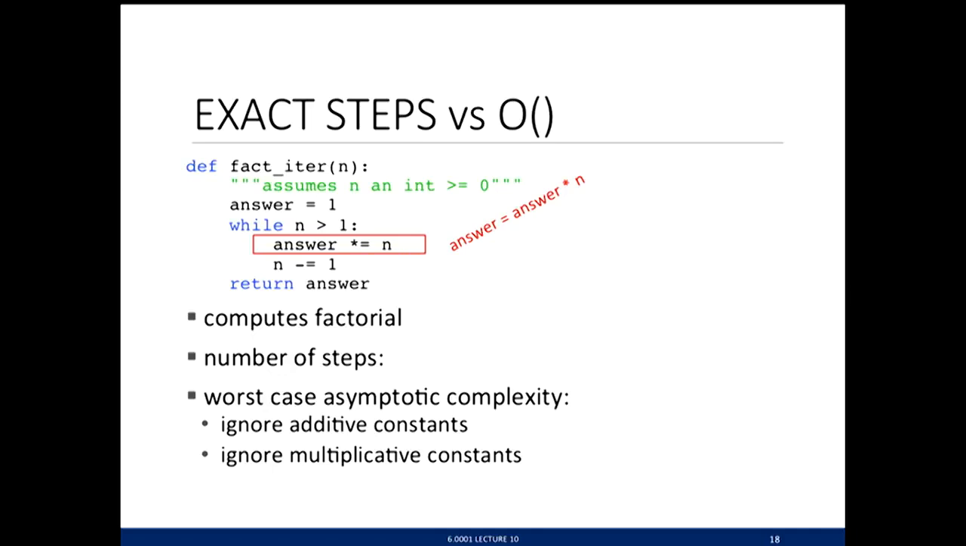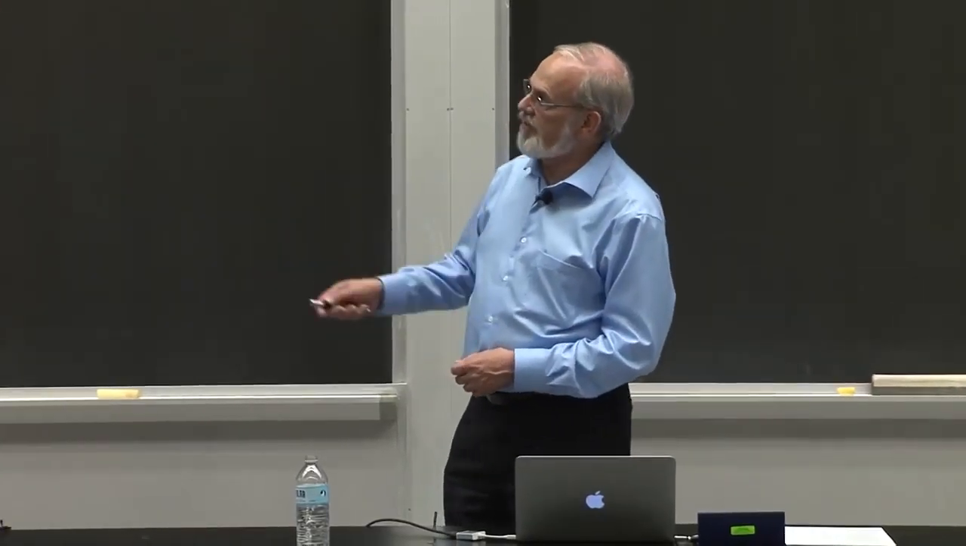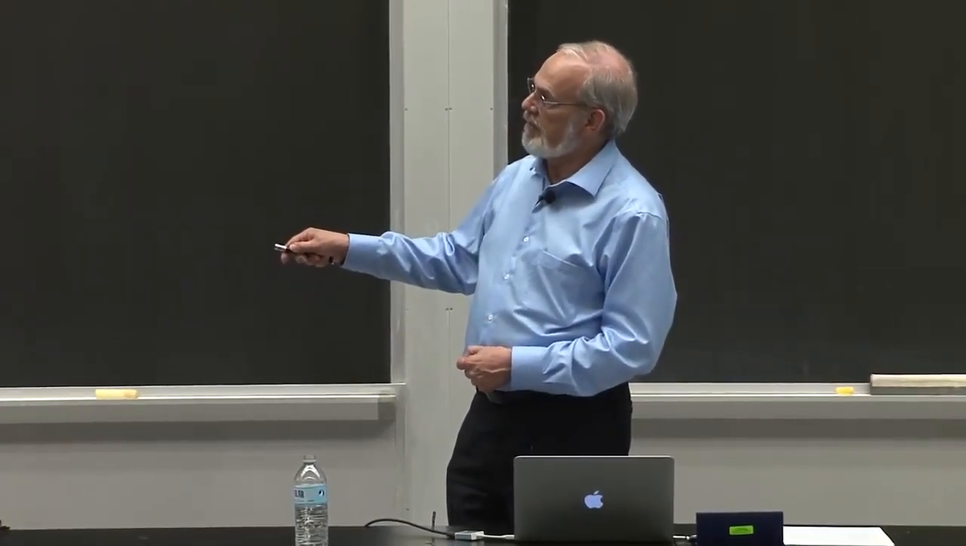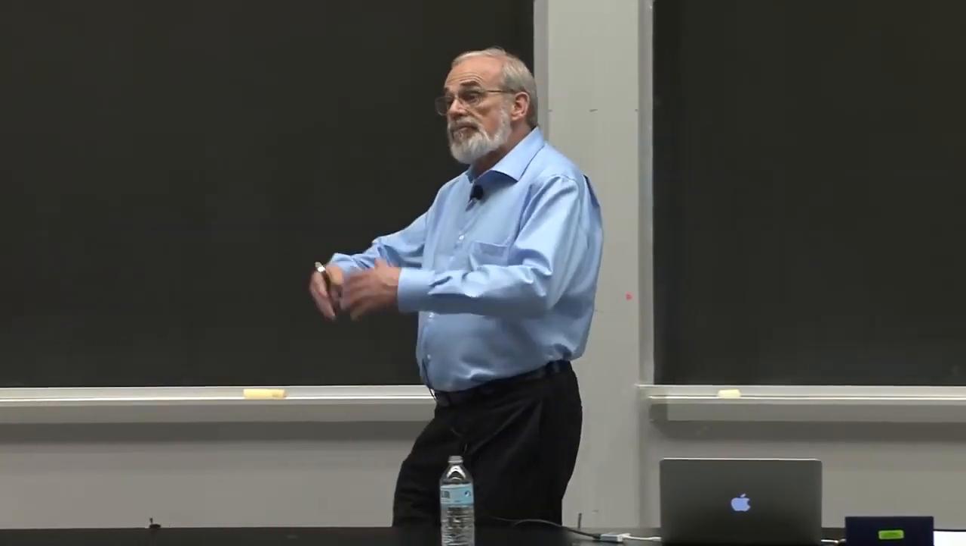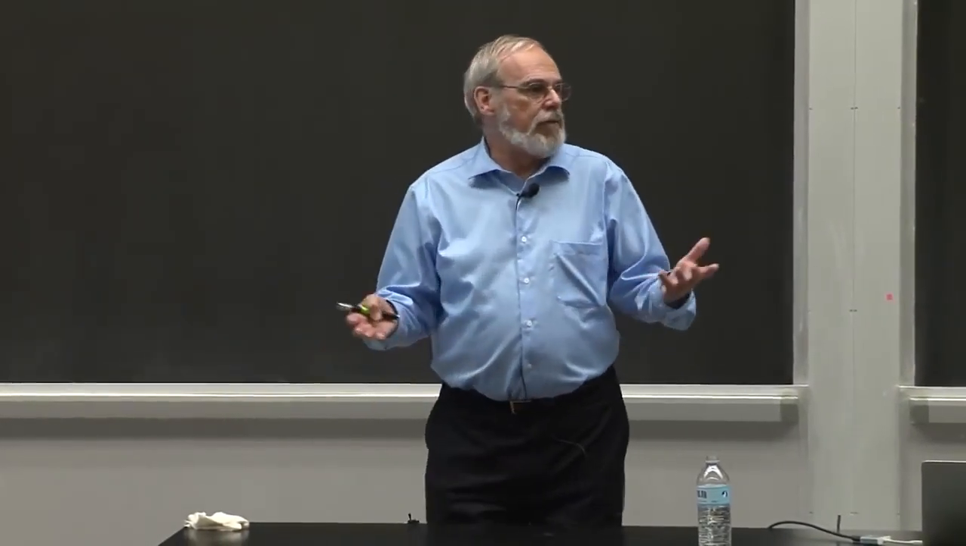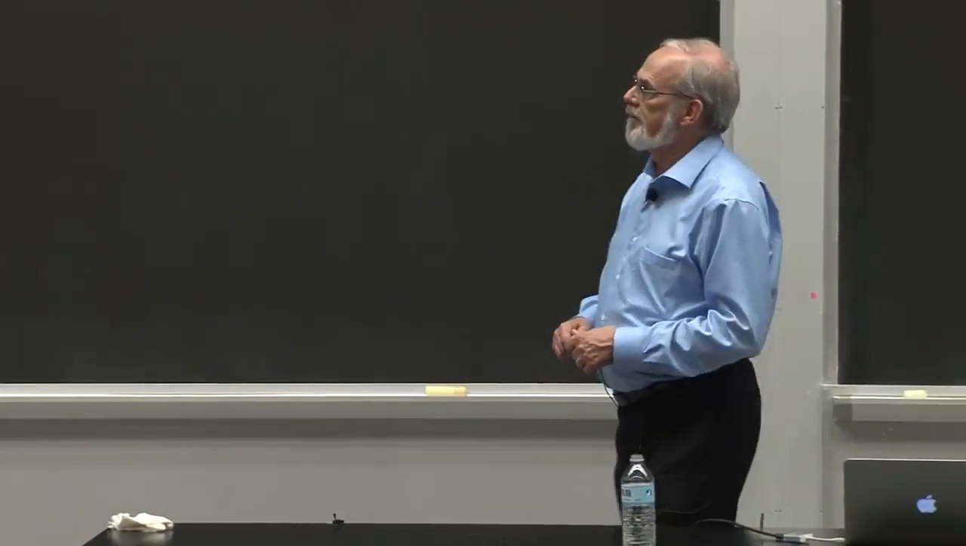And then I'm going to do 2 steps here because I've got to multiply answer by n and then set it to answer. And I've similarly got 2 steps there because I'm subtracting 1 from n and then setting it to n. So I've got 2 plus 2 plus the test, which is 5. I've got 1 outside here, I've got 1 outside there, and I'm going to go through this loop n times. So I would suggest that if I count number of steps, it's 1 plus 5n plus 1. Sort of what we did before. 5n plus 2 is the total number of steps that I use here.